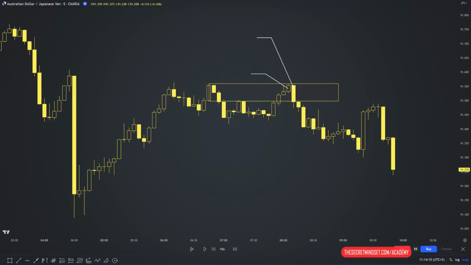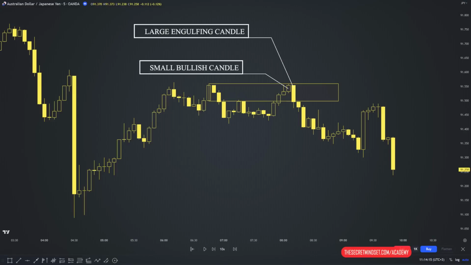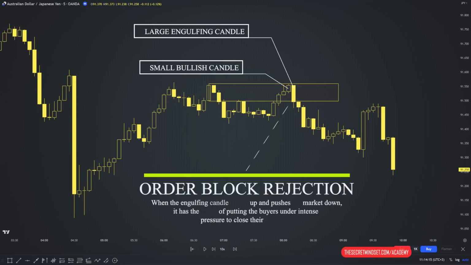The first bullish candle makes retail traders think the market is going up, so they begin to buy, and when the engulfing candle shows up and pushes the market down really quickly, it has the effect of putting the buyers under intense pressure to close their positions. This is the important bit, the aspect of how time affects the actions of the traders.